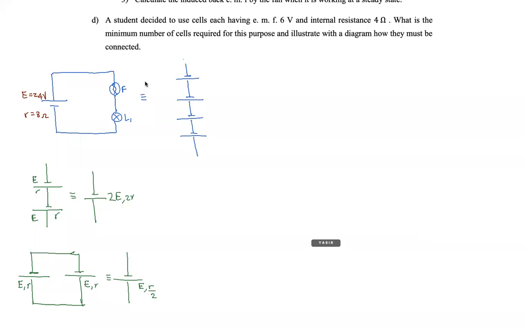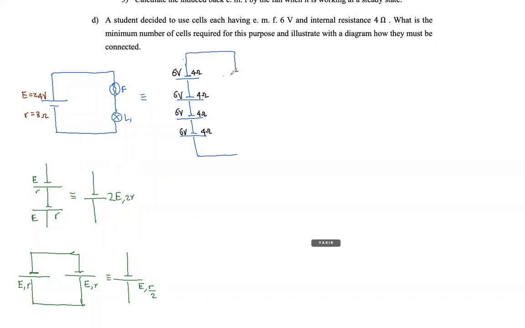So this is 6 volt, 4 ohm. Sorry, 6 volt 4 ohm, 6 volt 4 ohm, here also 6 volt 4 ohm, here also 6 volt 4 ohm. Now I have 24 volt, no problem. But the resistance is how many? Resistance is 16 ohm internal resistance. But I want the internal resistance to be 8. So I have 16. Then to make that 8, I will need another line of exactly the same setup.